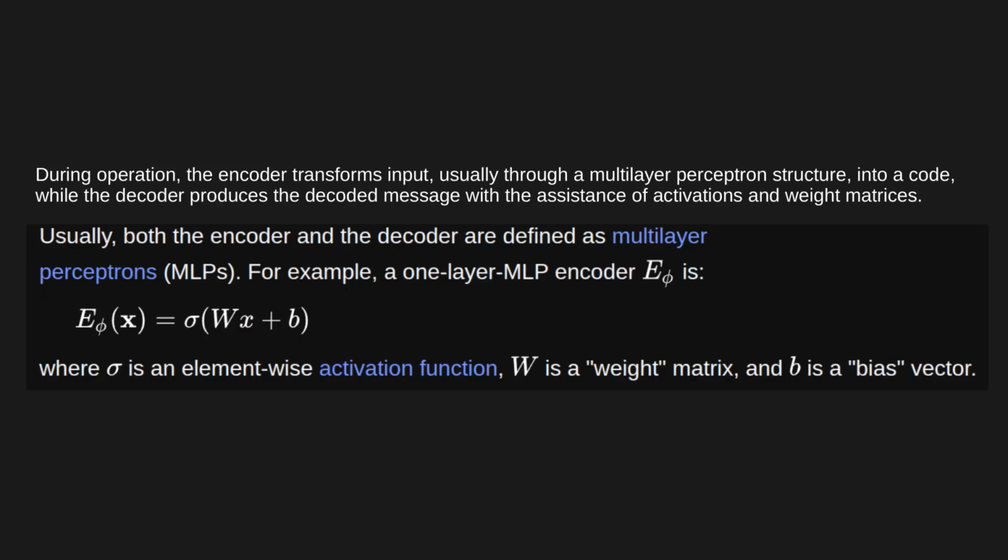During operation, the encoder transforms input, usually through a multilayer perceptron structure, into a code, while the decoder produces the decoded message with the assistance of activations and weight matrices.